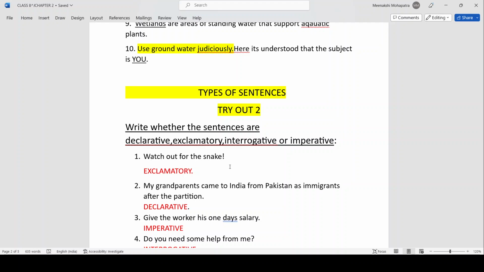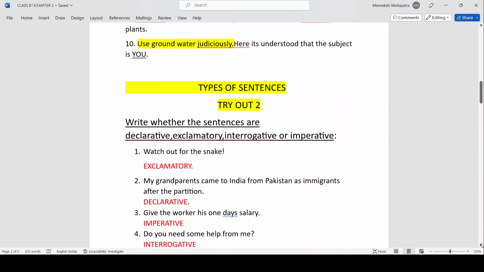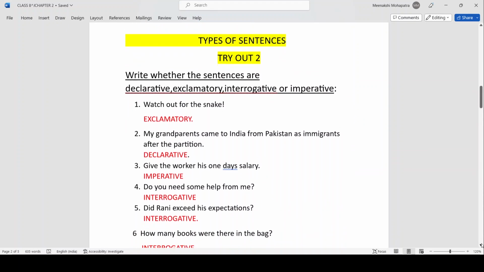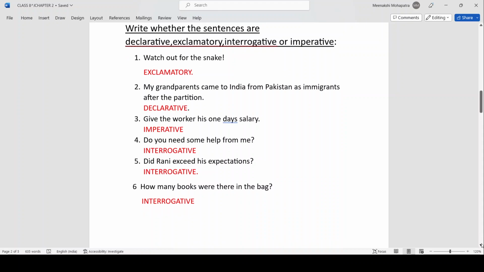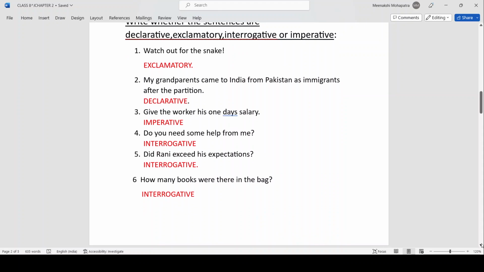worker his 1 day's salary. Number 4, do you need some help from me? Is an interrogative sentence because there is a question mark at the end of the sentence. And do is the questioning word.